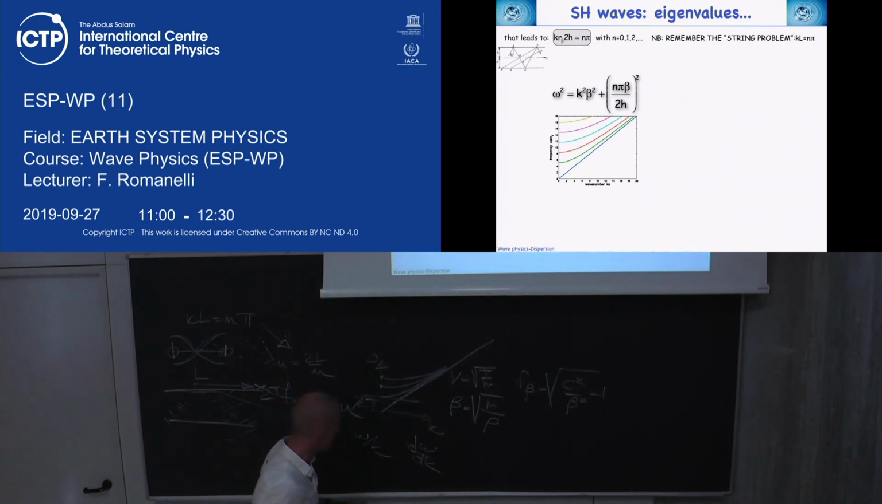Now, what do we have here? The simplest and beautiful example of modal dispersion. Because we have a dispersion that is not caused by intrinsic dispersion. Velocities are not dispersed. Beta is not frequency dependent. It's not due to discreteness. We don't have lattices here. It's not caused by nonlinear terms. It's caused by interference between multiply reflected waves.